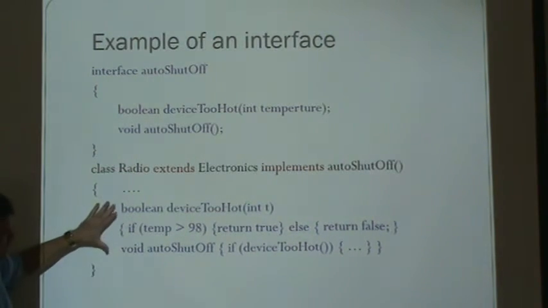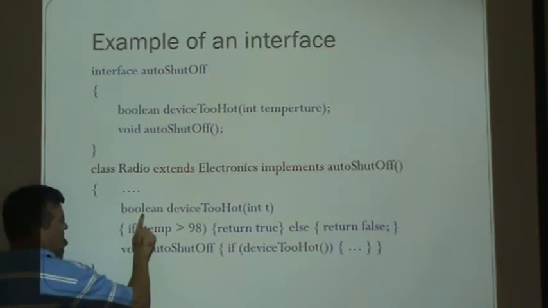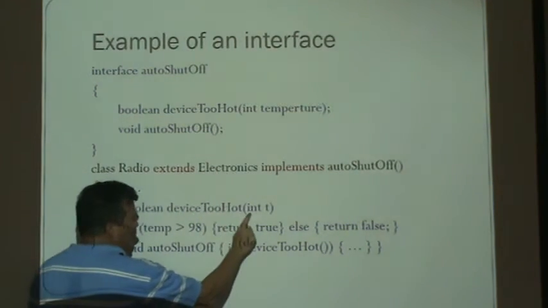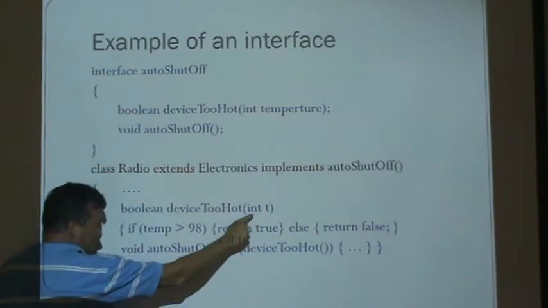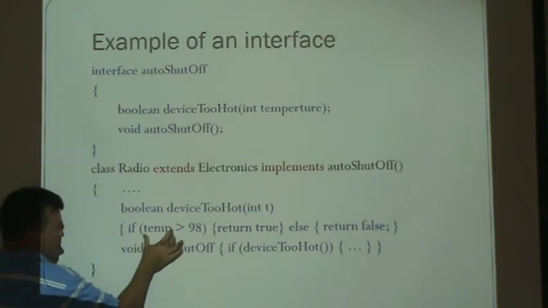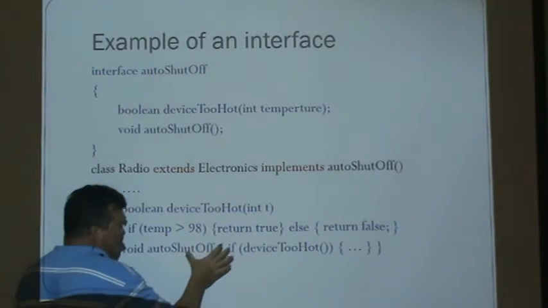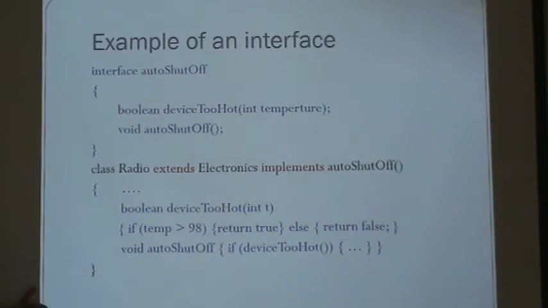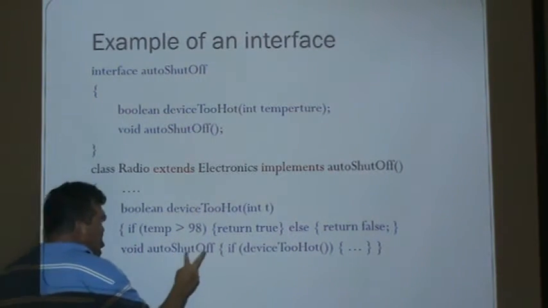we are required, or we'd have a compiler error, to implement the bodies for the Boolean function device2hot, which takes in an integer t. We check if the temperature is greater than 98, return true, otherwise return false. So it's basically just going to answer, is the device too hot, yes or no? And then we have to have another method called auto shutoff.